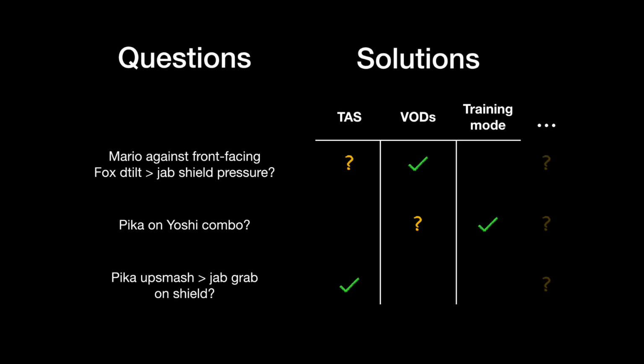And maybe there are other solutions, like talking directly to high-level players, trying stuff out with your friends and just seeing what works. But the main point is that there are tons of questions we'd like the answer to. And out of all of those, only a few are both specific and measurable. And out of all of those, only a few are good candidates for TAS.